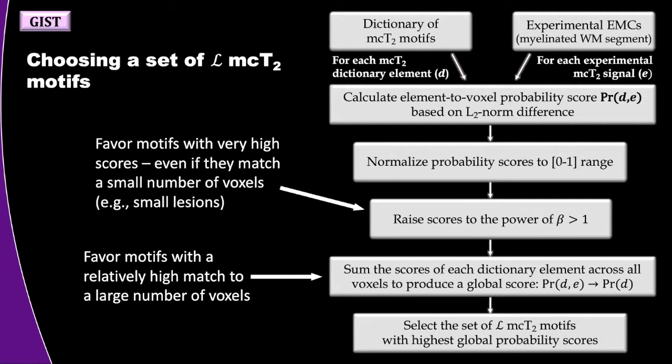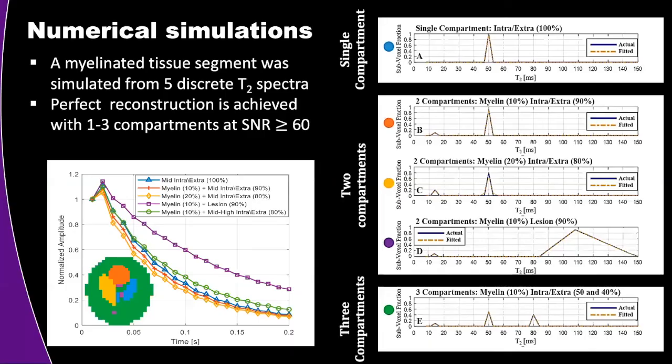Questions? Okay, so let's take a look at a few results. Here you can see numerical simulations. This is a Shepp-Logan phantom. Each color emulates a different type of tissue. The tissues could have different levels of myelin or different levels of intra-extracellular water. And there are also a few purple tissues that describe lesions, where we have only 10 T2 values.